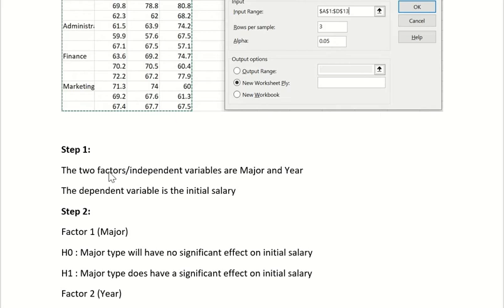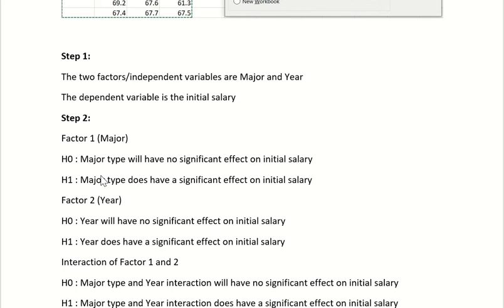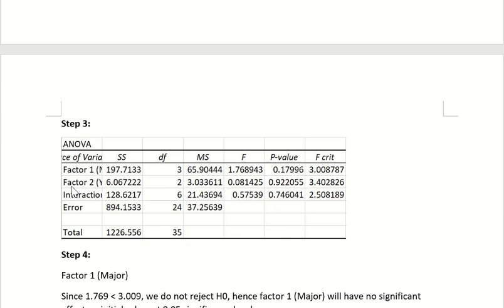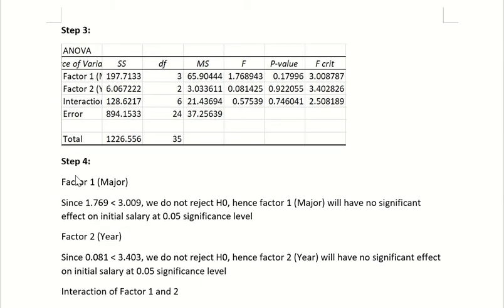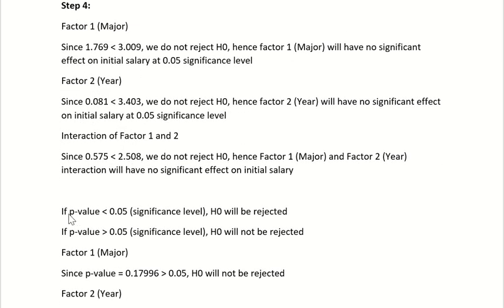Step 1 is to list out the independent and dependent variables. Step 2 is to find out the null and alternative hypothesis, H0 and H1. Third step is to come up with the two-way ANOVA table. Step 4 is to come up with the conclusion. The question also asks to compare the p-value to see if it contradicts my hypothesis testing.